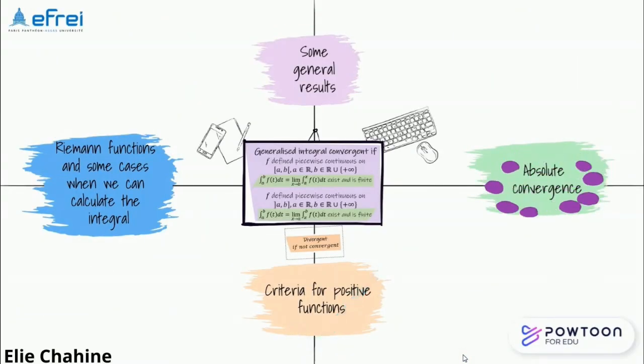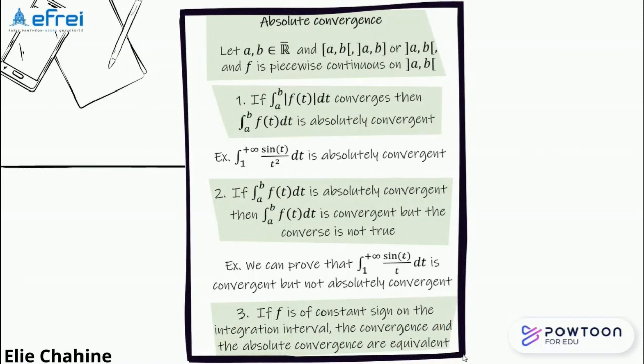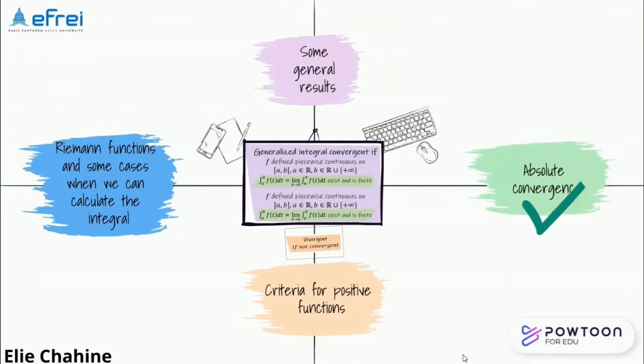Now, what about the absolute convergence? A generalized integral of f is absolutely convergent if the generalized integral of the absolute value of f is convergent. Now, the absolute convergence is a strong condition. We can therefore prove that if an integral is absolutely convergent, then it's convergent. The converse is not true though. We have the equivalence between both the absolute convergence and the convergence only when f is of constant sign on the integration interval. Hope you got it all.